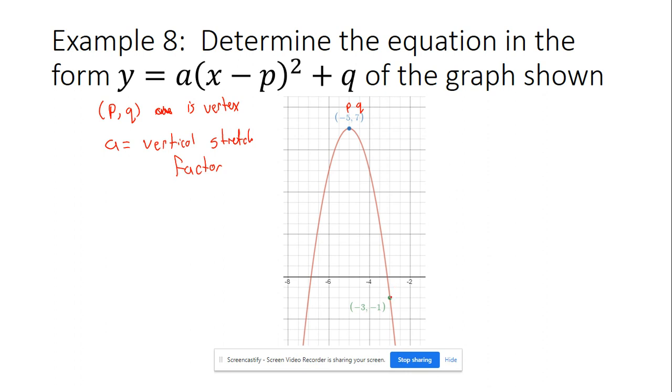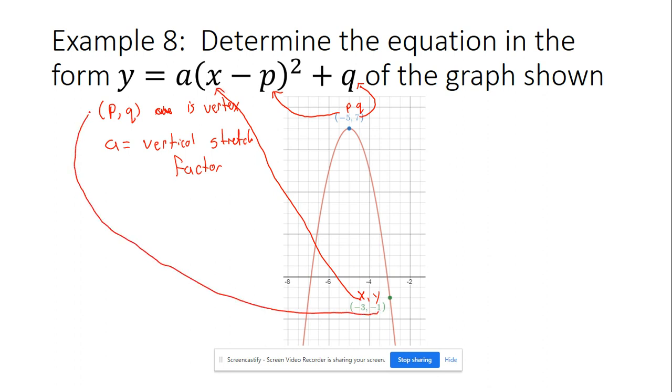In order to do that, we're going to use this point over here. So anytime we have a vertex and the graph is passing through this point over here, passing through -3 and -1, we're going to call this guy the x and the y. Okay, so when we're doing this, the negative 5 gets substituted into p. The 7 gets substituted into q. The negative 3 gets substituted in for x, and the negative 1 gets substituted into y. But the only thing we have left is this a value. So we're going to solve this equation for a.